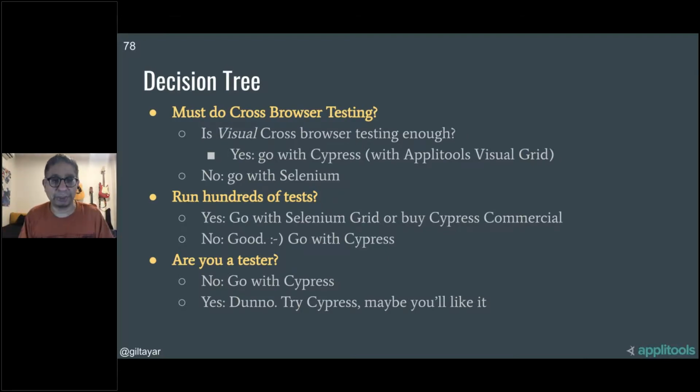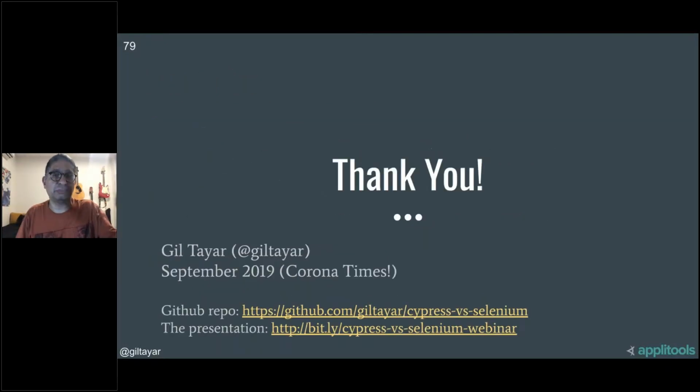Good, go with Cypress. Are you a tester? You're not a tester? Go with Cypress unless you know the decision tree already got you to choose. Yes, I don't know. Try Cypress. I know a lot of testers that swear by Cypress. My Cypress introductory course in Test Automation U is very, very popular. Try Cypress. Maybe you like it. I love it. I like Selenium too. I love both of them, but your choice. And that's the whole point of this talk. So thank you very much.